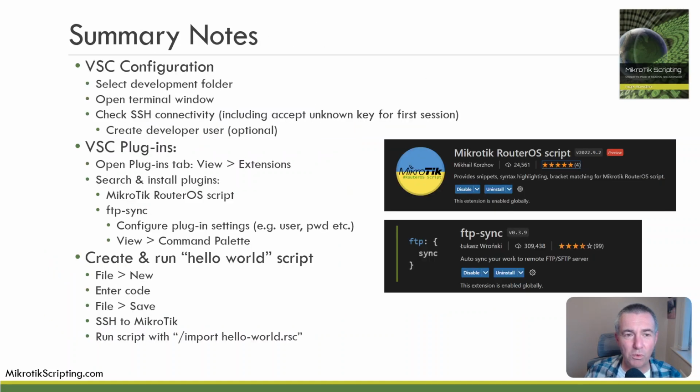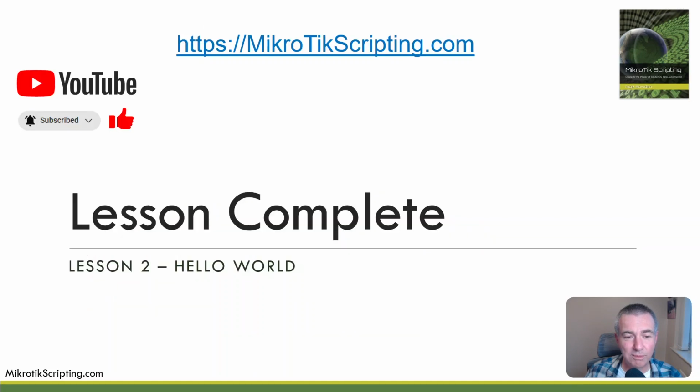So in summary, we configured VSC and opened ourselves a development folder. We made sure we could open a terminal window in SSH to the Mikrotik. We put in a couple of plugins and configured one of them for FTP to give us automated transfer of our files as we edit them. And then we created a simple hello world script and did a little bit of experimentation with that.